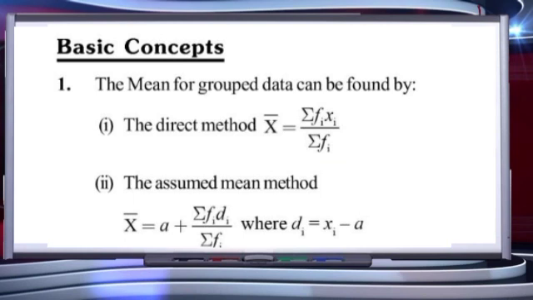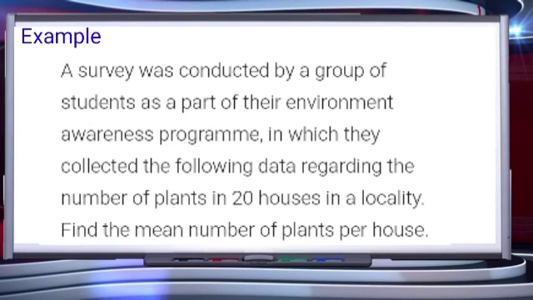You have already done this direct method of calculating mean in class 9th. The next method we are going to study is the assumed mean method. Here we take one of the xi values as assumed mean, and then we make another column di, which is xi minus a. The rest is just the same as the direct method, summation fi di over summation fi. So likewise we will be calculating mean of the grouped data. Let us understand these two methods with the help of an example.